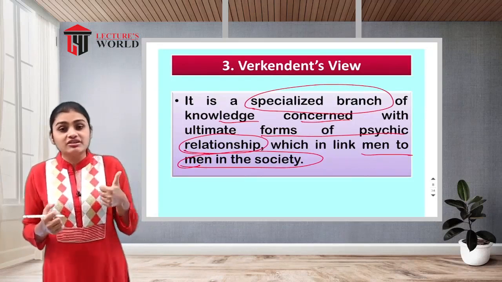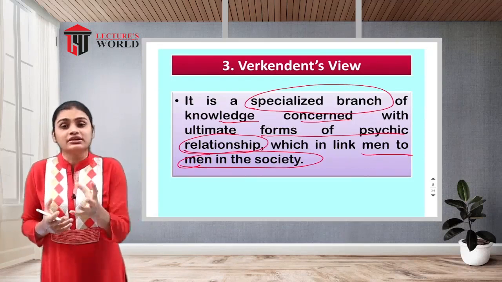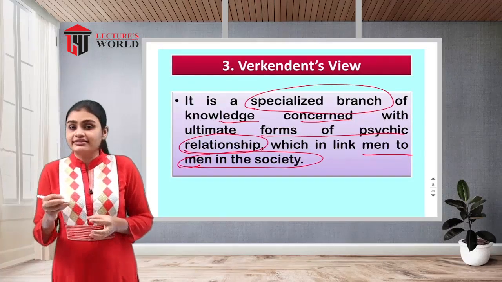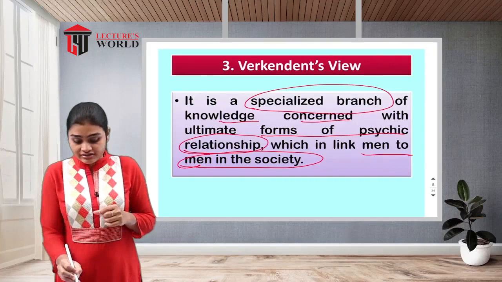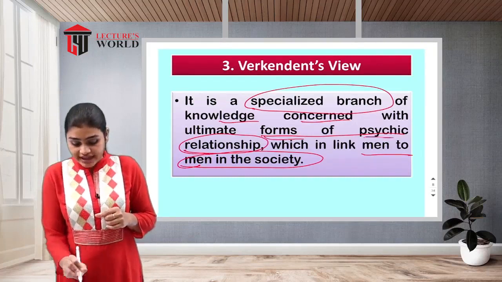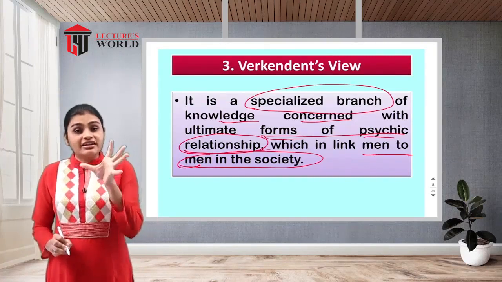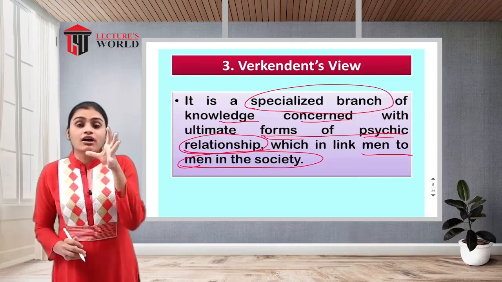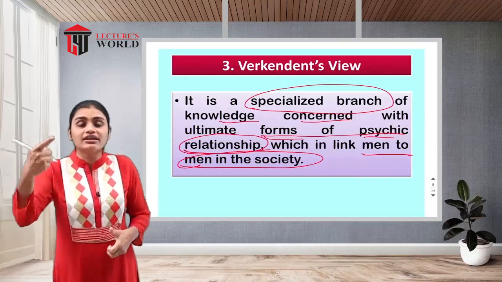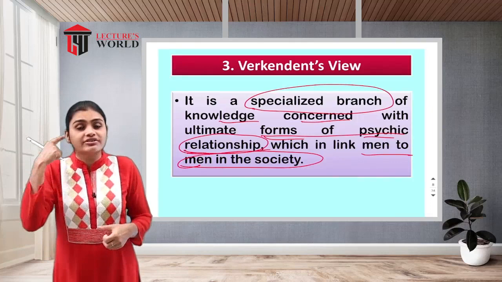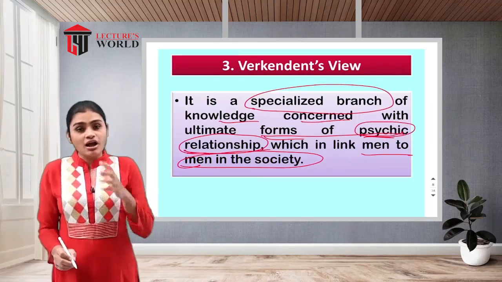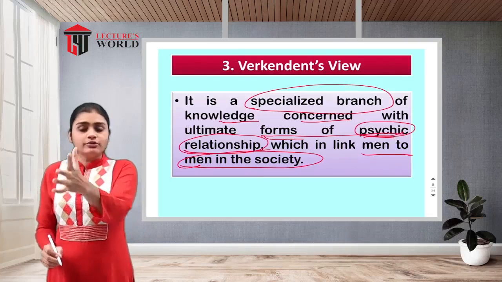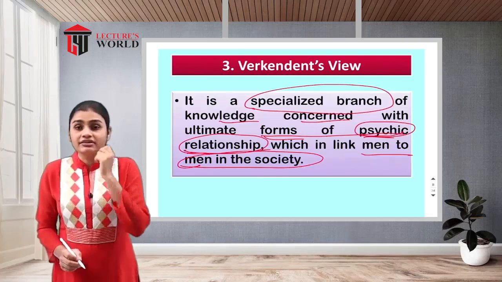Special, something special is there. Special things we are learning or special things we are studying. So this is how it is a specialized branch of knowledge concerned with ultimate forms of psychic relationship. That means the focus is on the knowledge of how one individual connects with another individual with the use of their mind, or we can say psychic, that means your mind. So how one individual tries to connect with another individual, how they identify each other.